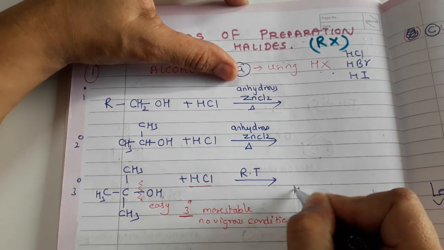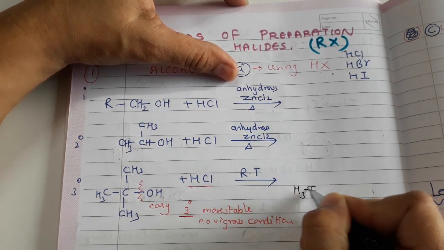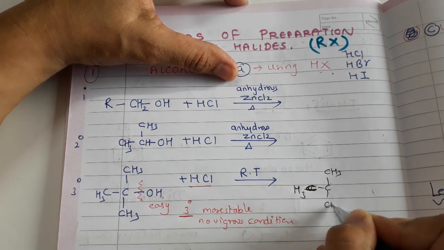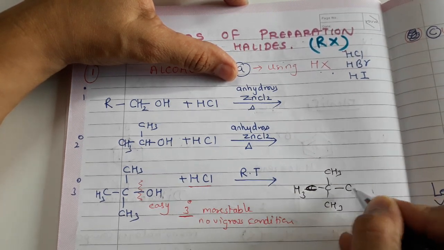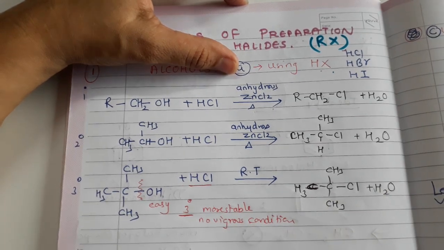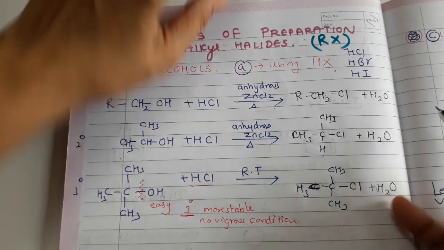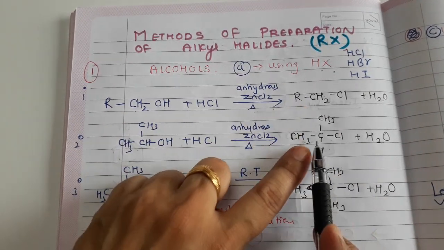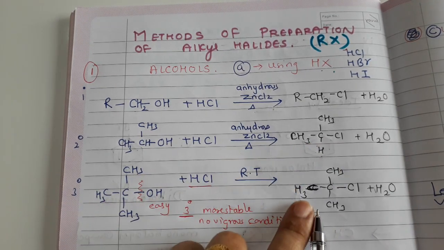I'll write the product over here: CH3, CH3, CH3, Cl plus H2O. So I have written here that we get a primary alkyl halide, a secondary alkyl halide, and a tertiary alkyl halide.